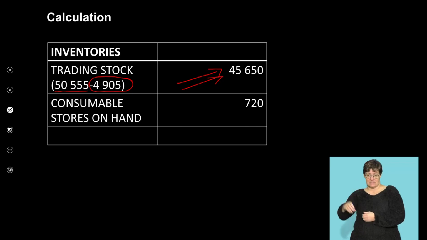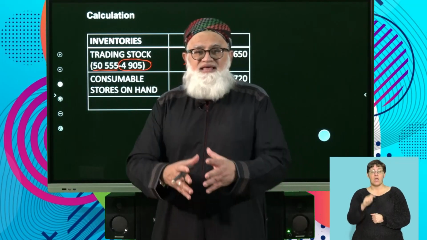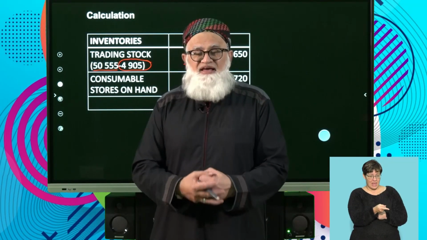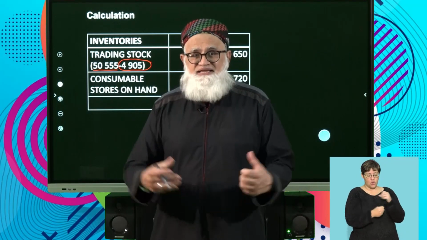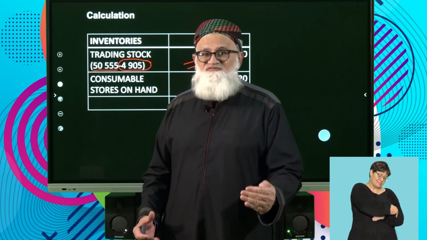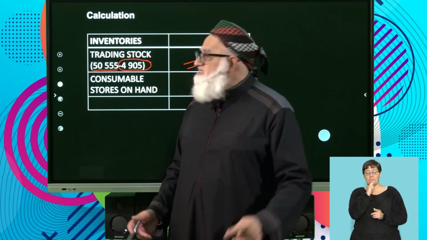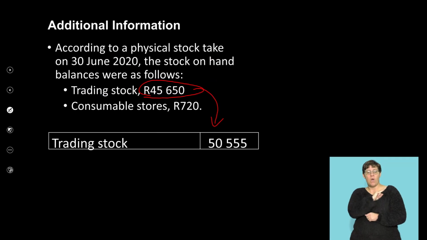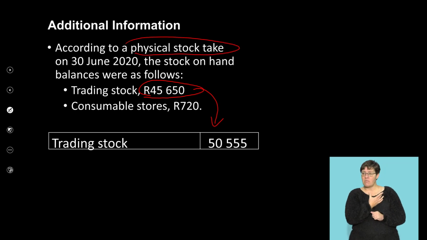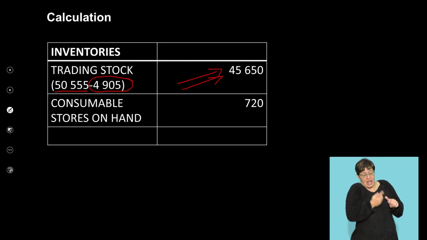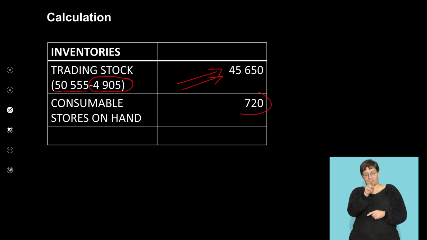45,650. Remember, consumable stores on hand, that will be the items that we have left over of consumables that have not been utilized, and that falls under inventory. And the reason it falls under inventory is because it tells you, according to a physical stock take, therefore, you can see your consumable stores is 720.